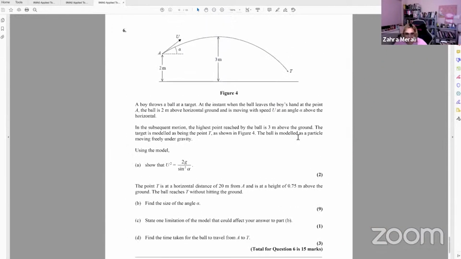Right, last question. Start off in the same way: resolve u sine alpha, u cos alpha. What are we told? We're given the highest height, so we're thinking about it vertically. SUVAT, vertically V is 0, and we've got u sine alpha.